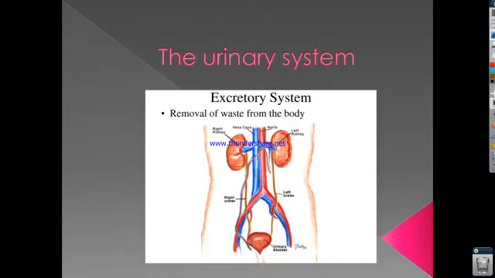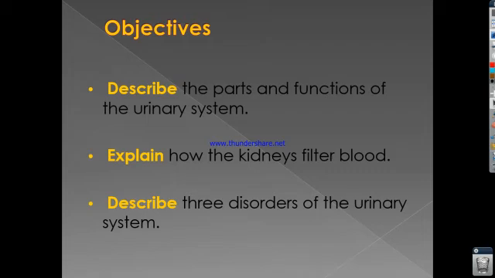Today we're going to study section 2 in chapter 24, the urinary system. Please open your book on page 642 and be with me. In this lesson, we are going to describe the parts and functions of the urinary system. Then we will explain how the kidney filters blood. Finally, we will describe the 3 disorders of the urinary system.